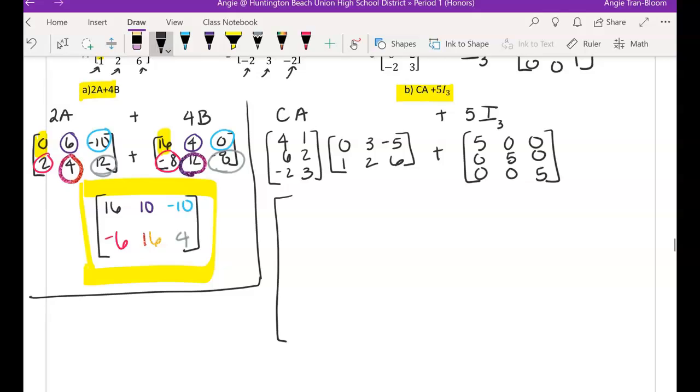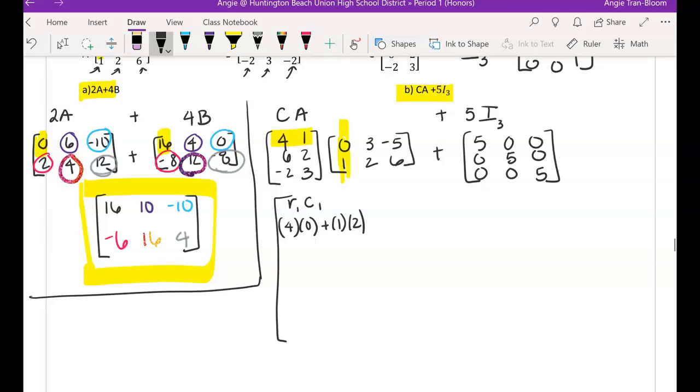And so when you multiply matrices, you're going to take row number 1 and multiply it by column number 1 of the second matrix. Okay, so what do I mean by that? So row 1, column 1. We're going to take 4 times 0 plus 1 times 2. That's what I mean to multiply row 1, column 1.